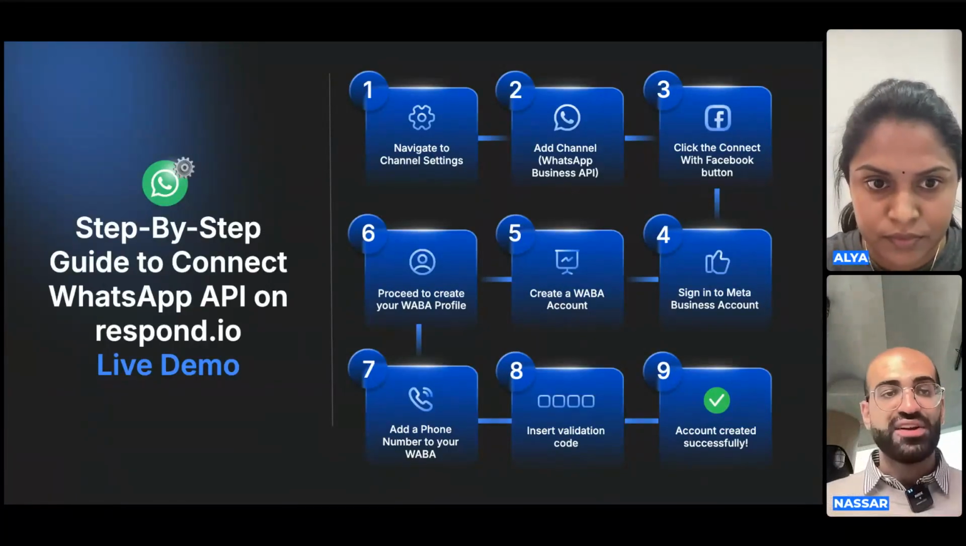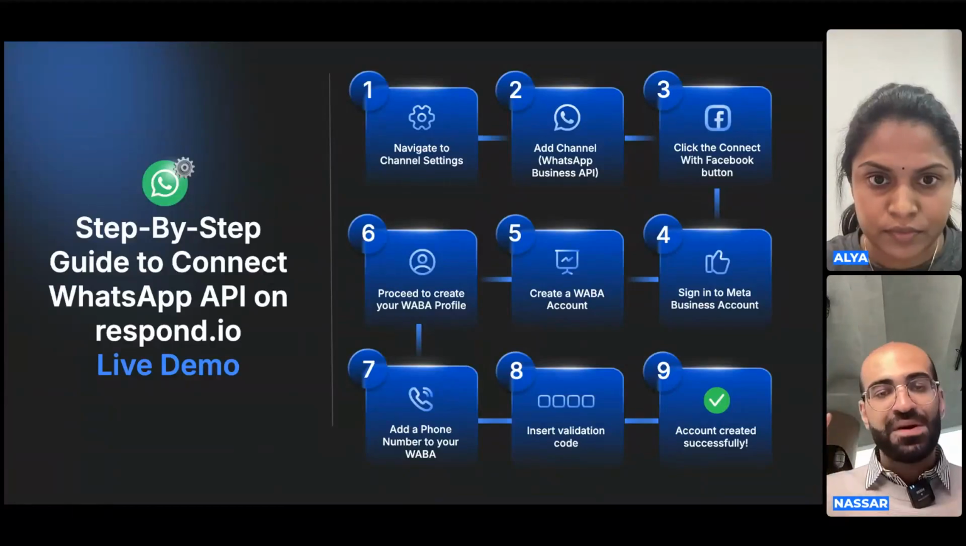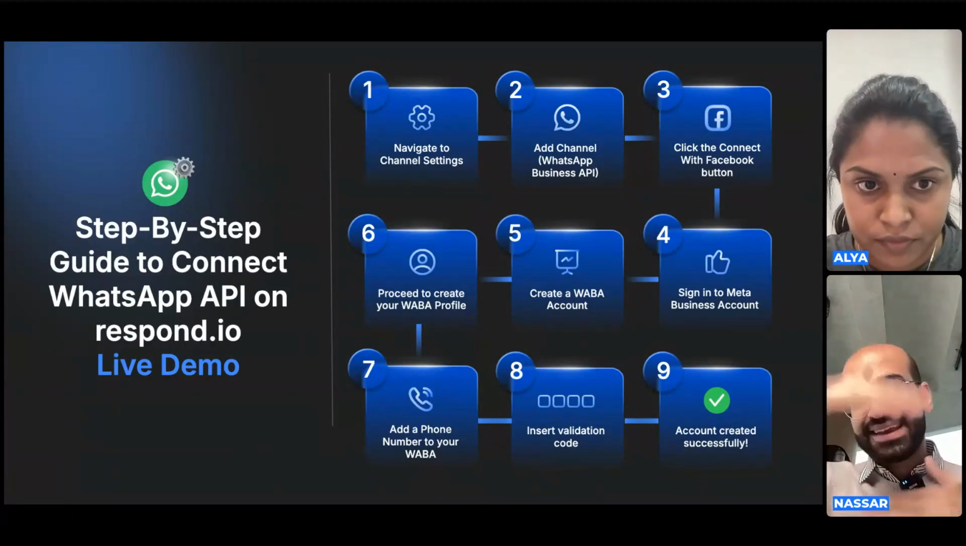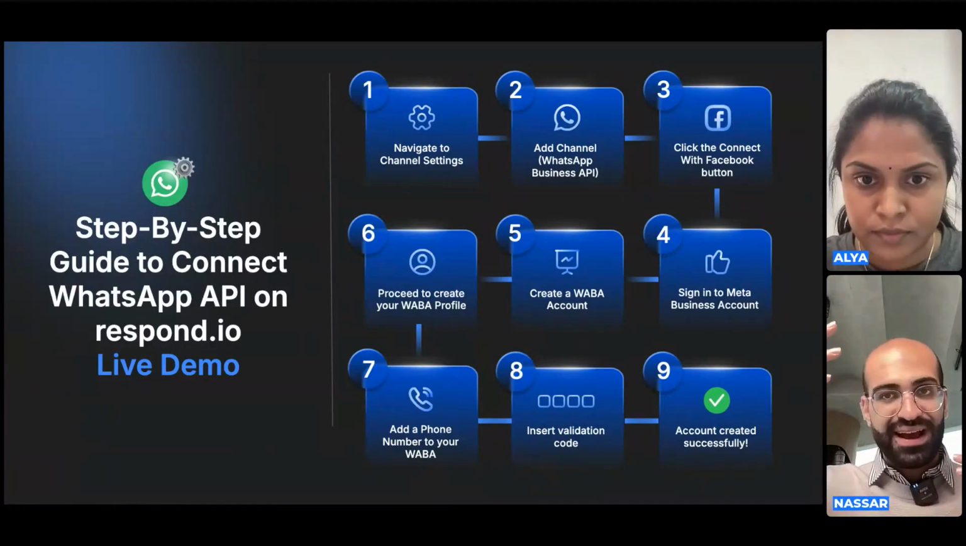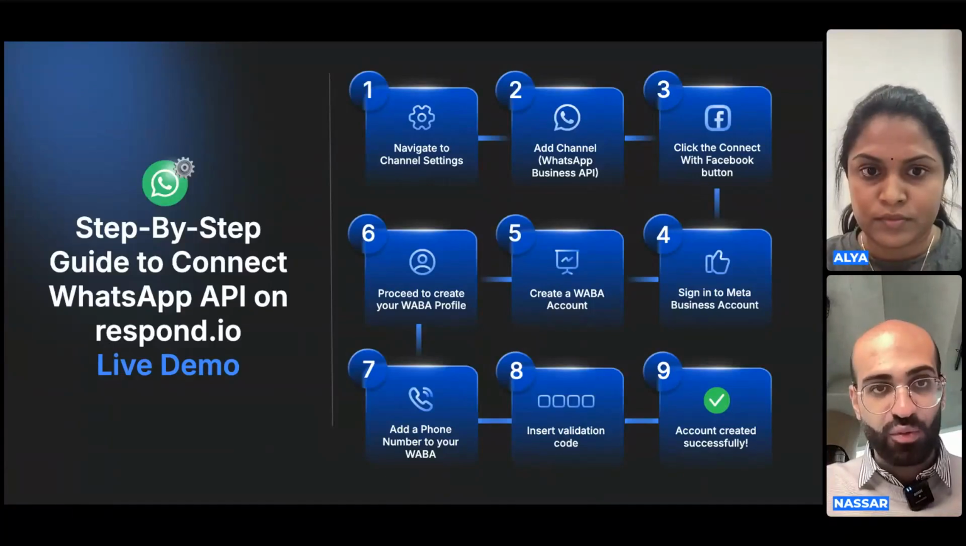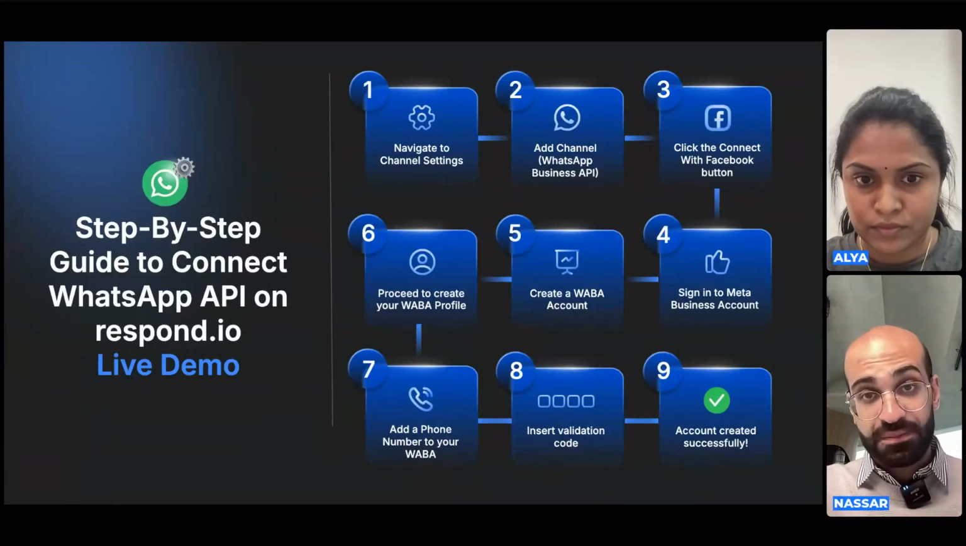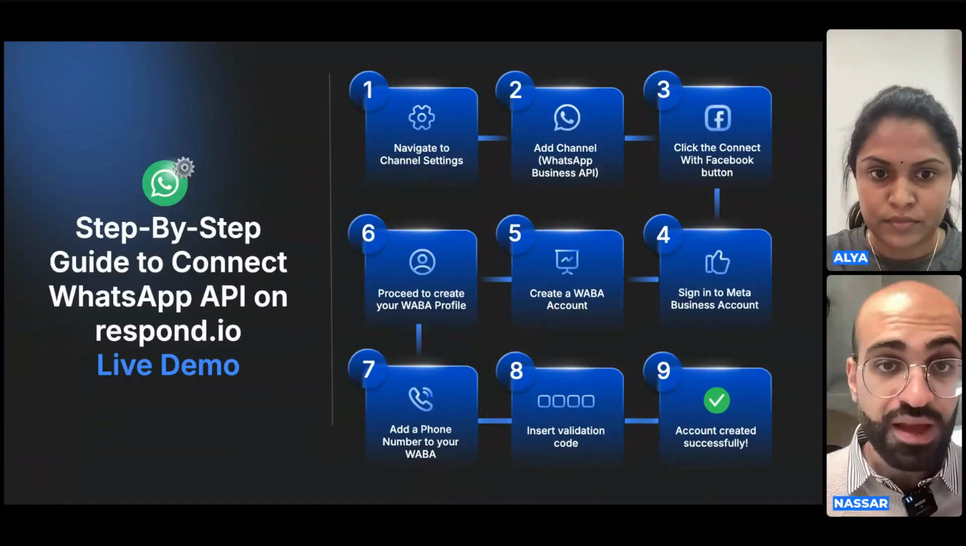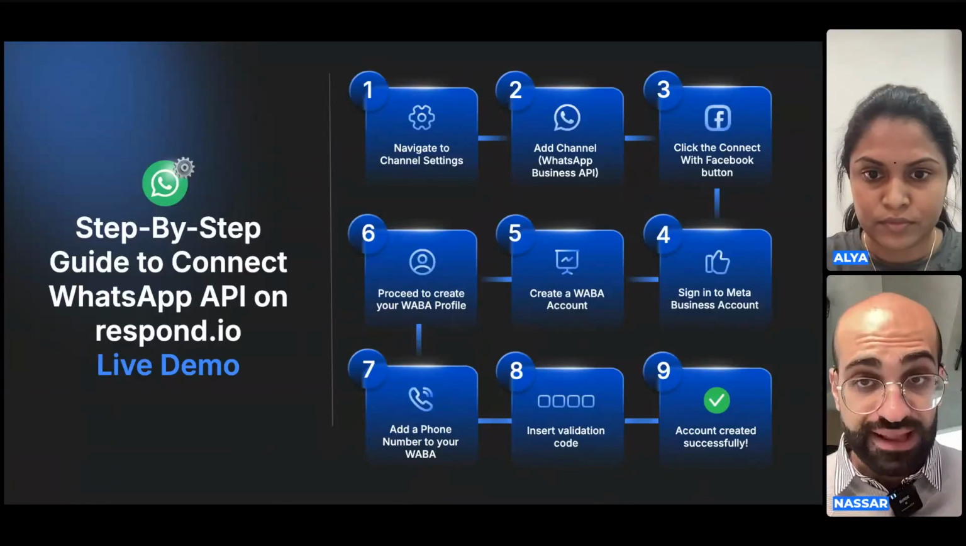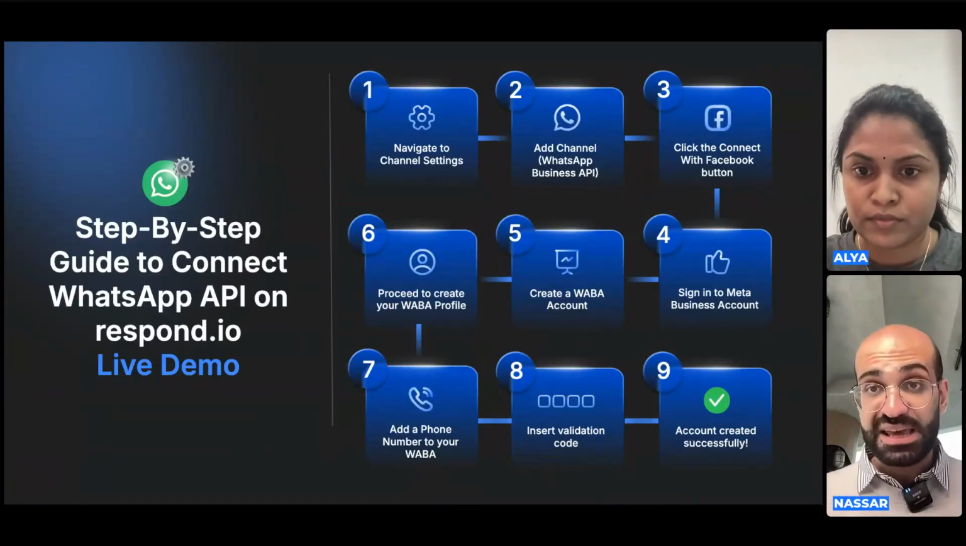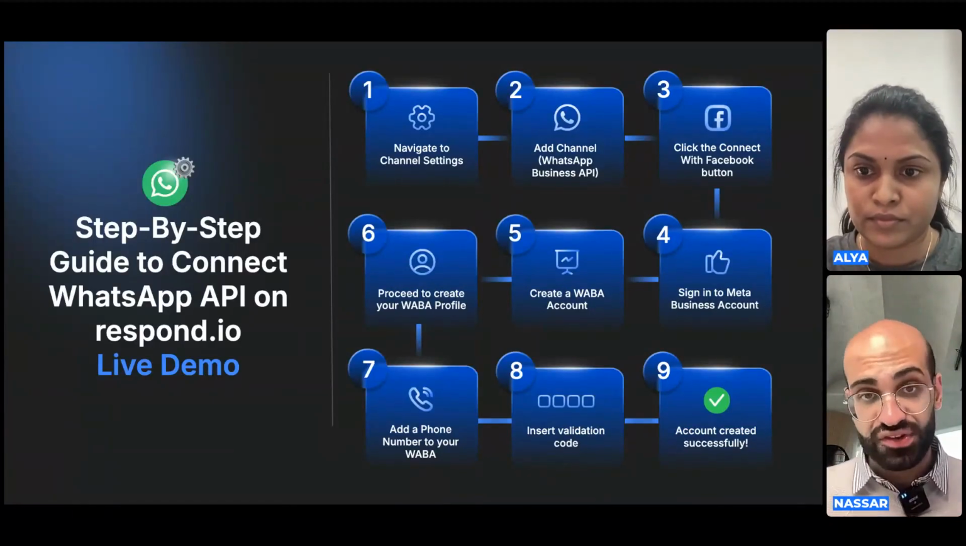So a WABA account is basically the name of your WhatsApp Business API. It's an account where your WhatsApp Business API lives. So your phone number will be linked to your WhatsApp Business account, okay? Then you can proceed to create your profile, inputting, for example, the display name and details about your business.